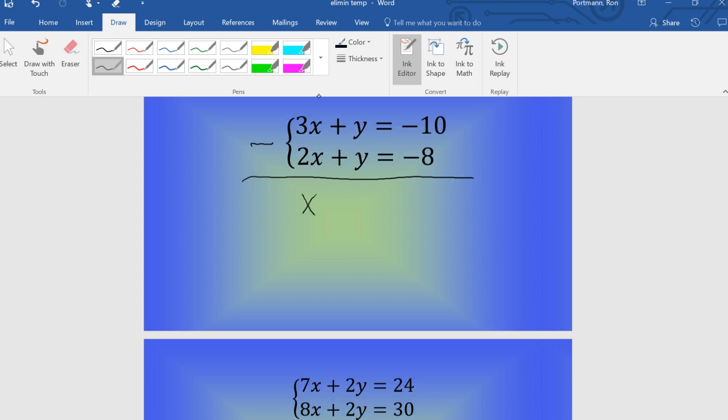This is going to be really easy because we're not going to have to divide by anything. Y minus y is 0. That's what we wanted to happen. We eliminated one of the variables. Now we have negative 10 minus negative 8. Use a calculator here. You can use a calculator.